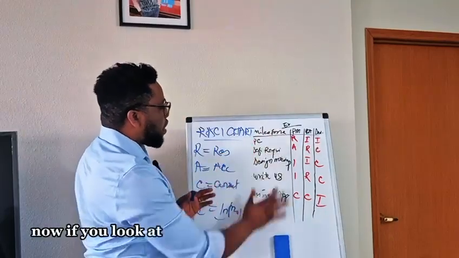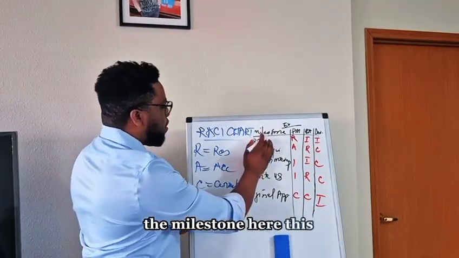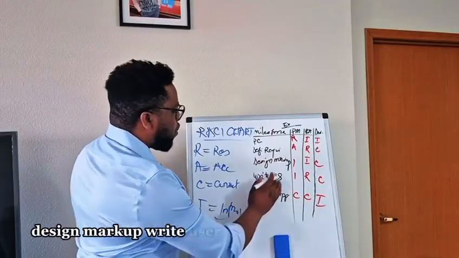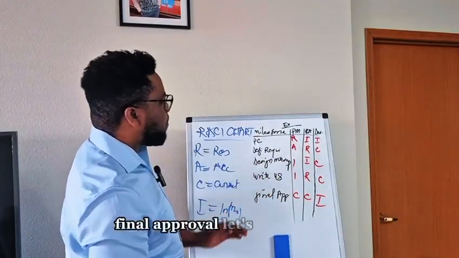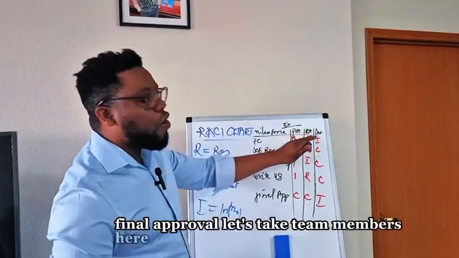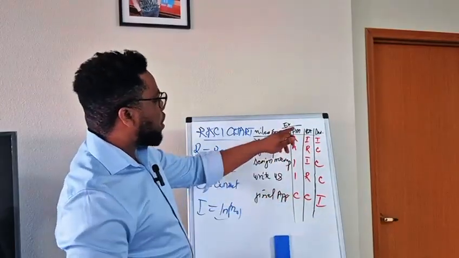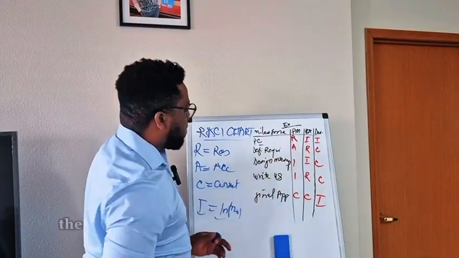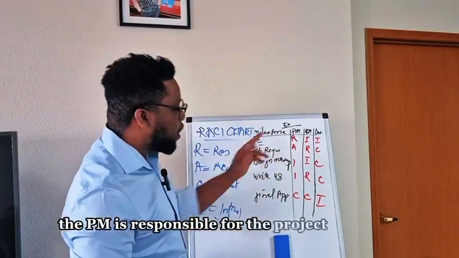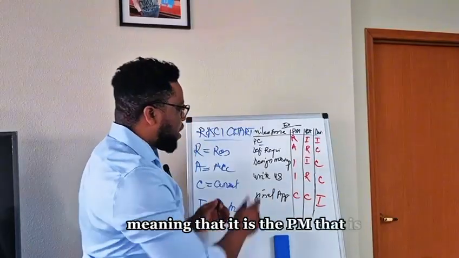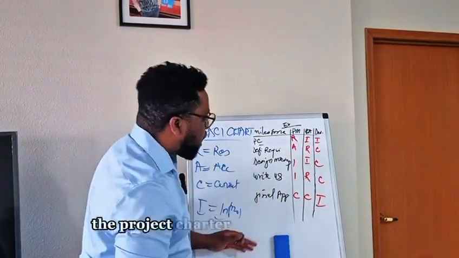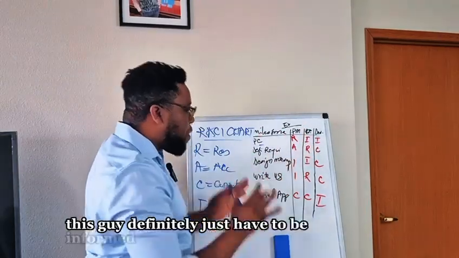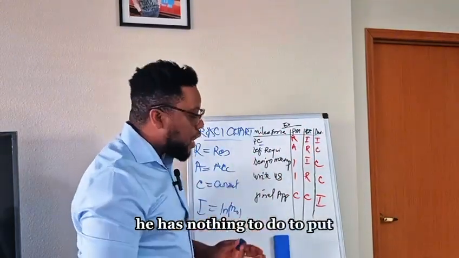Now, if you look at this example, the milestones here are the project charter, defining requirements, design mockup, write user stories, and final approval. Let's take team members or resources here. PM, that's the project manager. The PM is responsible for what? The PM is responsible for the project charter, meaning it is the PM that is supposed to come up with the project charter. The BSA, that's the business analyst, definitely just has to be informed. He has nothing to do to put together the project charter.